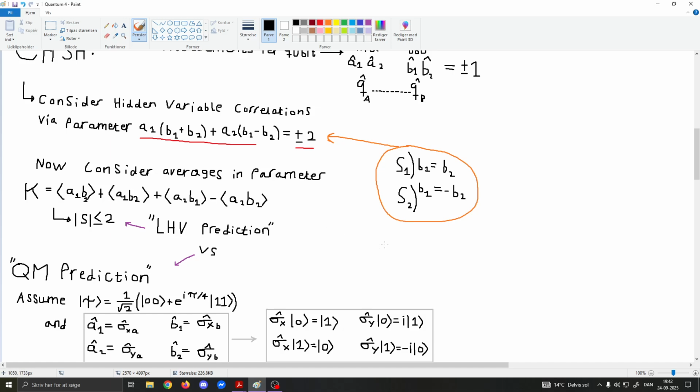Now that we know this, let's look at another parameterization which takes into account averaging. If we have every possible version of these values, what is the result that we can expect from it? Let's call that K, which is that we look at this average for A1B1, A1B2, A2B1, and A2B2.